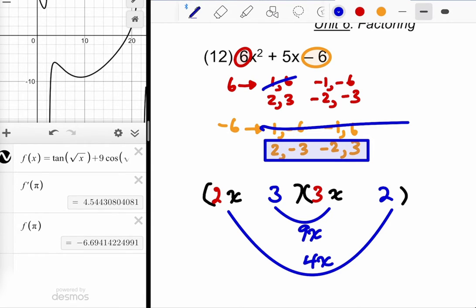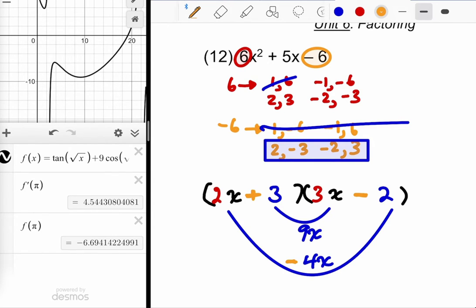So I'd be looking at, okay, 9x and 4x. How am I going to get from a 9x and a 4x to a 5x? Well, if I subtract the 4x from the 9x, that'll get me there, which means that this term should be negative and this one should be positive. Right?